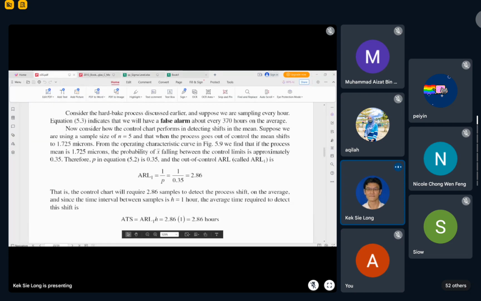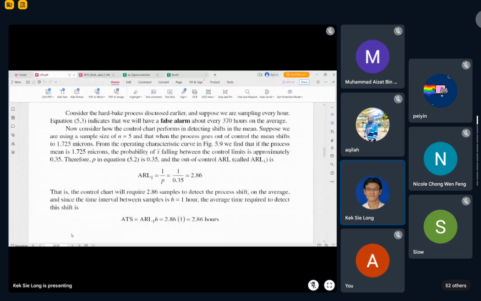Okay, you get what I mean? We have to really understand these two situations, because when we calculate ARL0 and when we calculate ARL1, you notice that the formula is 1 over P. Yes, we use the same formula 1 over P, but the meaning of P is different. Okay, now make sure you already know how to interpret.